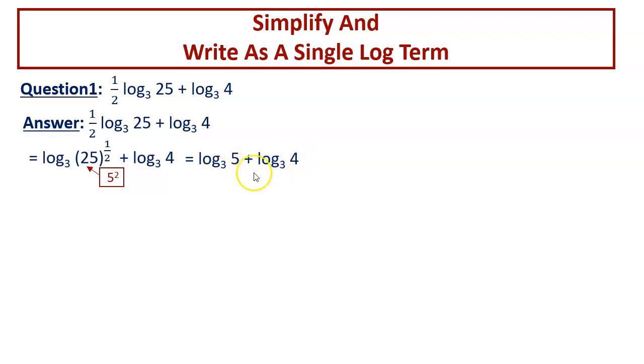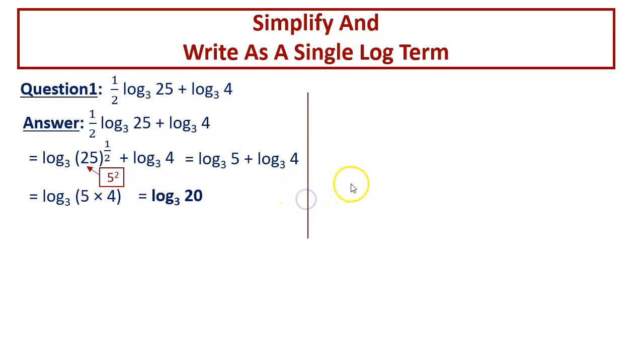Now we are having 2 log terms to be added together which have the same base, so the arguments will get multiplied. Therefore, it is log to the base 3 and the argument is 5 times 4, or it is log of 20 to the base 3. This is our answer for the first question.